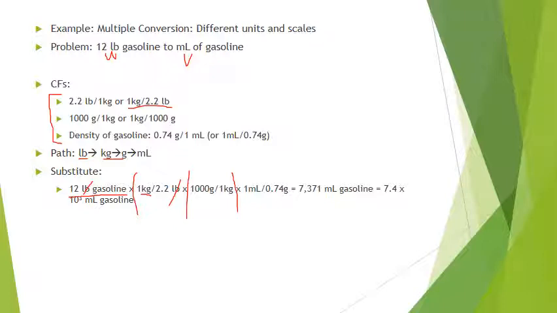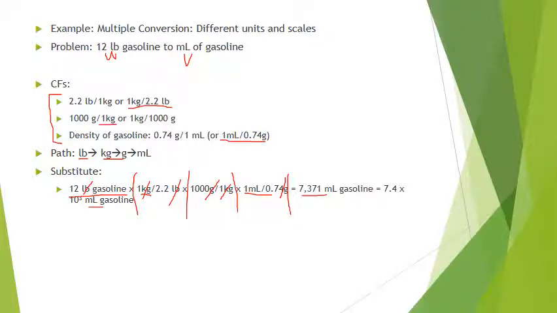And I have kilograms on top, so I'm going to put kilograms on the bottom. So that gets rid of that guy. Now I have to get rid of the grams. So I'm going to use this one here because I have grams on the bottom. And so you have grams, grams, and your answer ends up being milliliters. All right, then you do the numbers. 12 times 2.2 times 1,000 divided by 0.74.